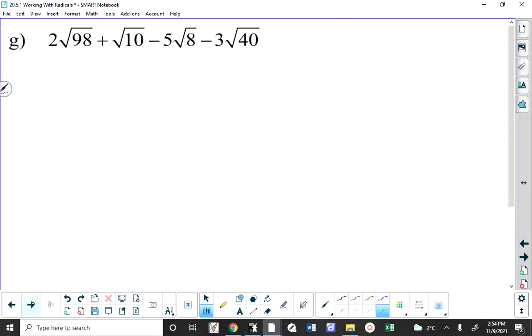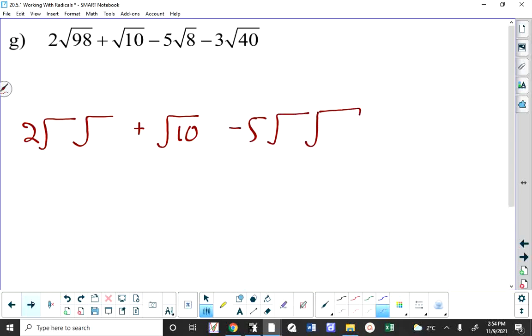Oh, smokes. Well, all that simplifying radicals, that's what you need to do to these 4 pieces to find out which ones are similar to which ones. So I'm going to give you a minute here. You want to break this down and see if you can find out what root 98 can be written as. Root 10, there's nothing to do there. The minus 5 root 8 can be broken down. Minus 3 root 40 can be broken down. And remember, you're looking for 2 numbers, one of which is a perfect square.